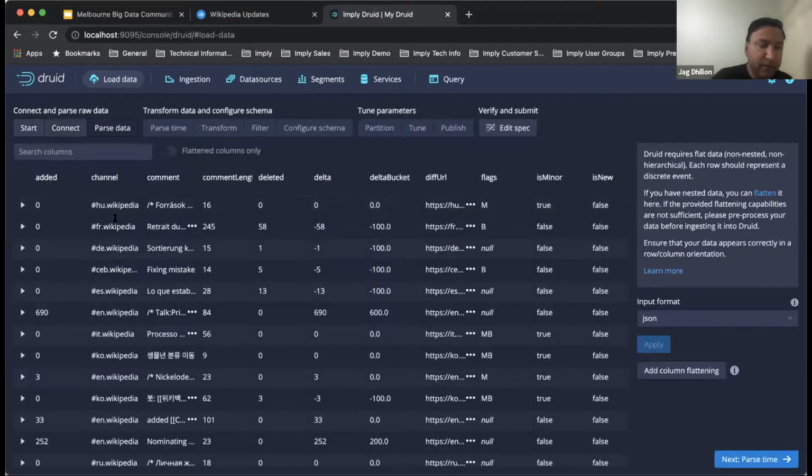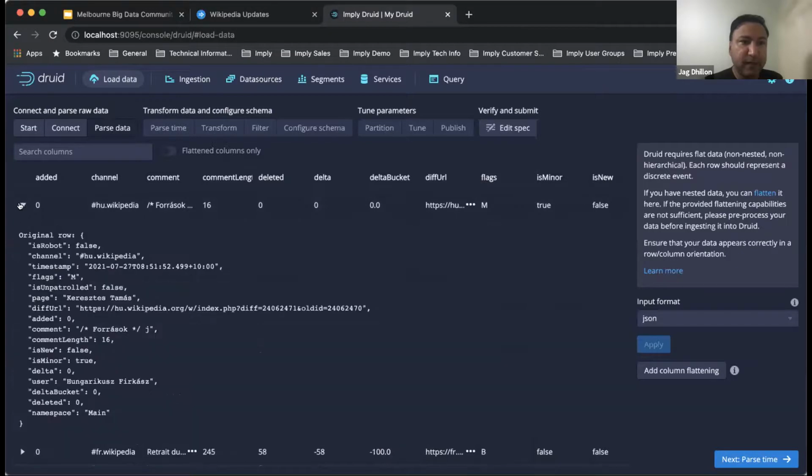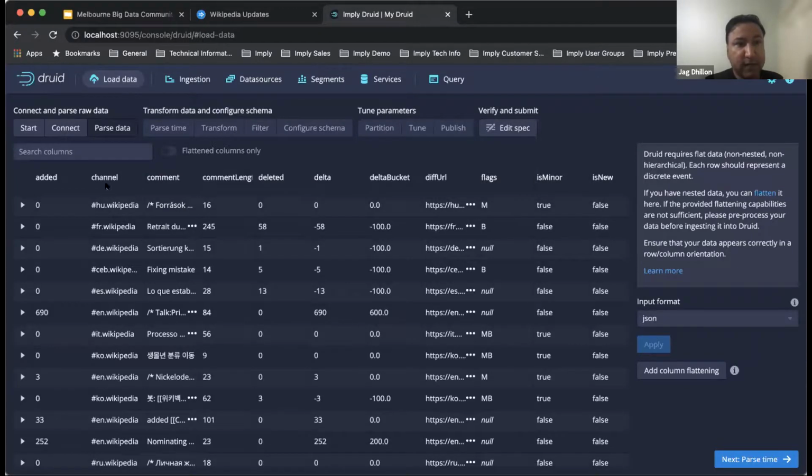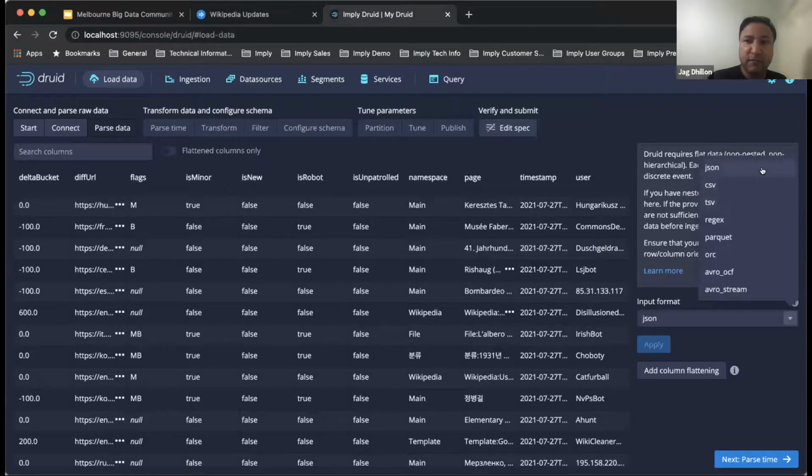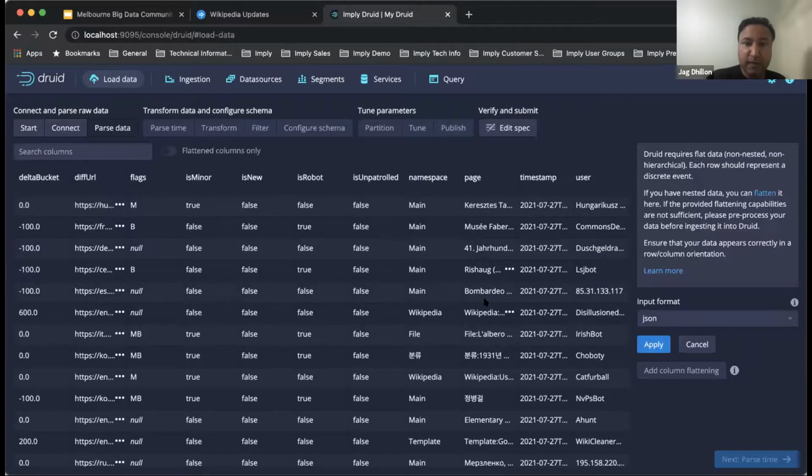Immediately, if you remember, I was telling you about the dimensions. It's picked up all the dimensions from all of the rows. You can expand that and see the type of dimensions coming from the Wikipedia Kafka topic. It's already broken that out for each of these rows. I can scroll further to the right and see these are the extra columns. It's automatically detecting the format. You can see the formats, JSON, CSV, some of the formats that are available. This is automatically JSON.